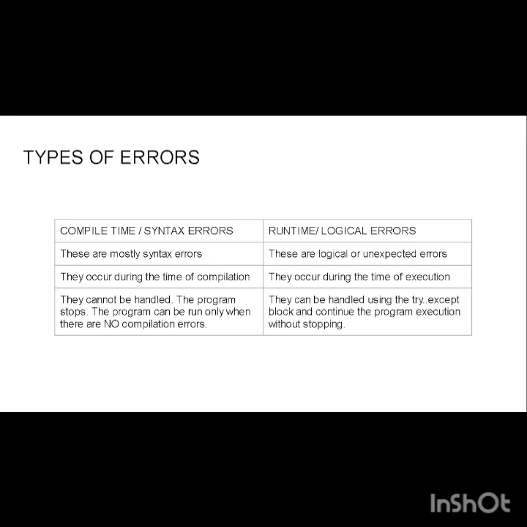Before going into exception handling, you have to know the classification of errors. There are syntax errors and logical errors. They can also be called compile time errors and runtime errors. The compile time errors are mostly caused by wrong syntax, and they occur during compilation. When you save your code, it shows this error. The problem is they cannot be handled. You cannot run your program unless you correct these errors, so Python will not allow you to execute the program without correcting these syntax errors.